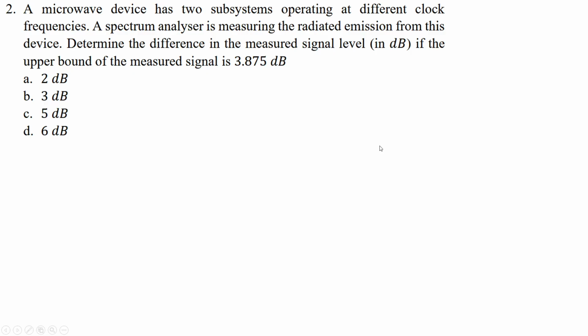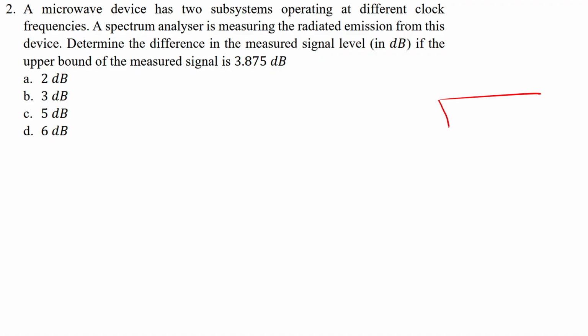Question 2: a microwave device has two subsystems operating at different clock frequencies. A spectrum analyzer is measuring the radiated emission from this device. Determine the difference in the measured signal level if the upper bound of the measured signal is 3.875 decibels. So in the problem it is given that there is a microwave device. It has two subsystems operating at different clock frequencies.